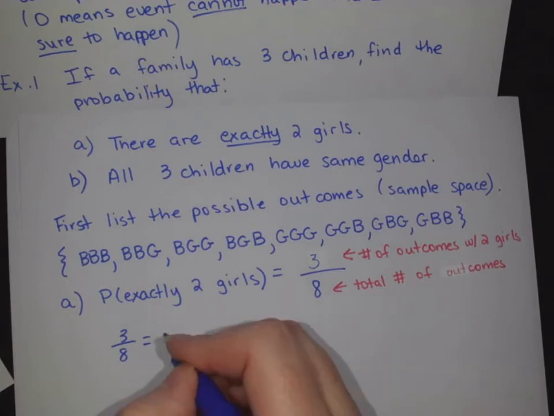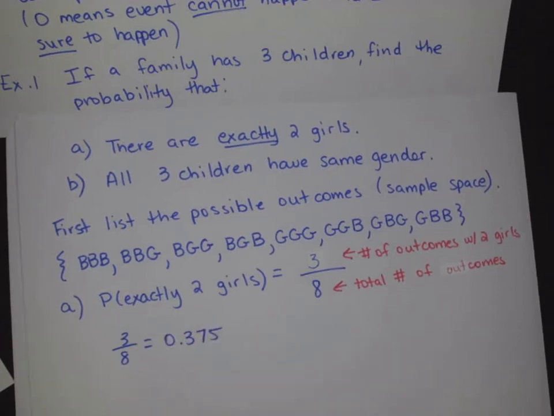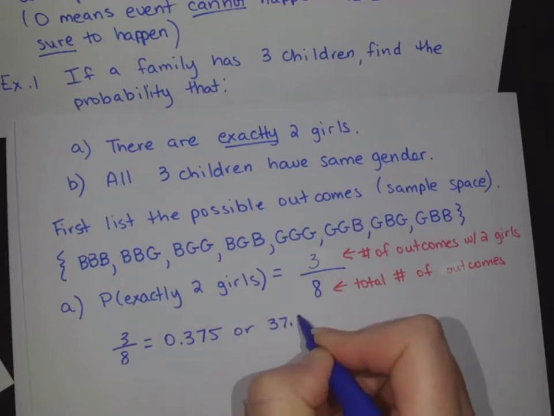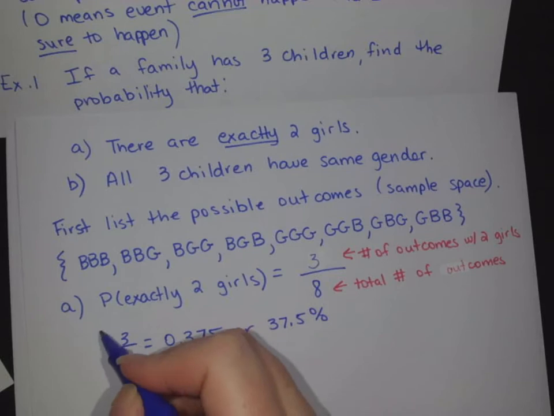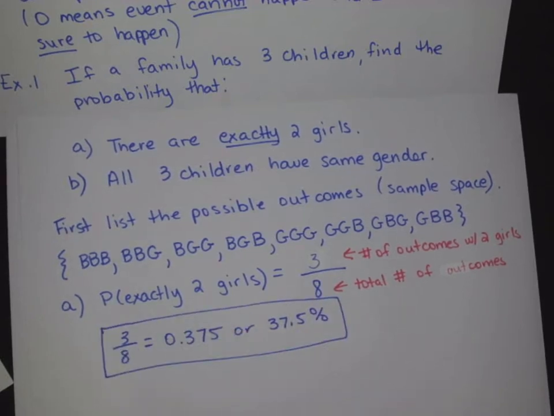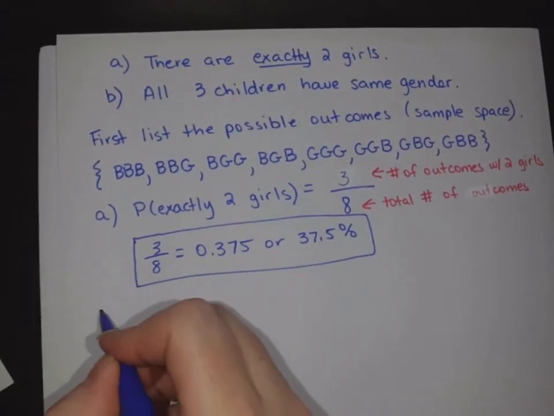Okay, but then we can change that to a decimal. You just use your calculator to divide, and you end up getting 0.375. Notice that's a decimal between 0 and 1. But this stands for 37.5%. So I'm going to circle all of these. You're going to need to know how to change these from fraction form to decimal form to percentage form. Really, all 3 of them need to be something that you can do.